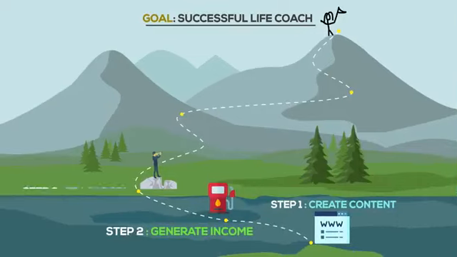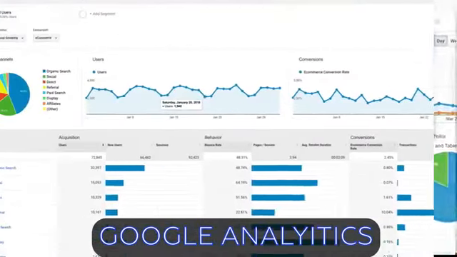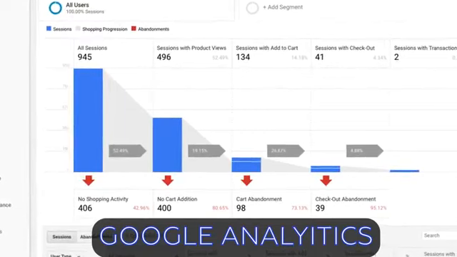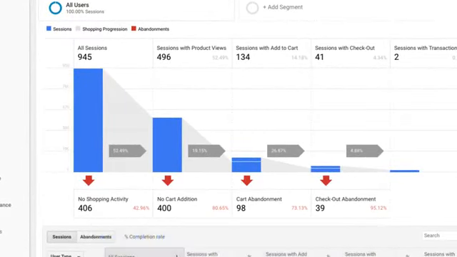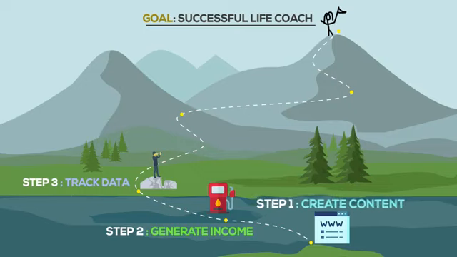We need a way to track all of the people that are going on our website, and we need to see what content that they really like and what content that they don't like, so that we can double down on the content that people really like, so that again, we can get more affiliate sales and then create better content. The next step is the newsletter.